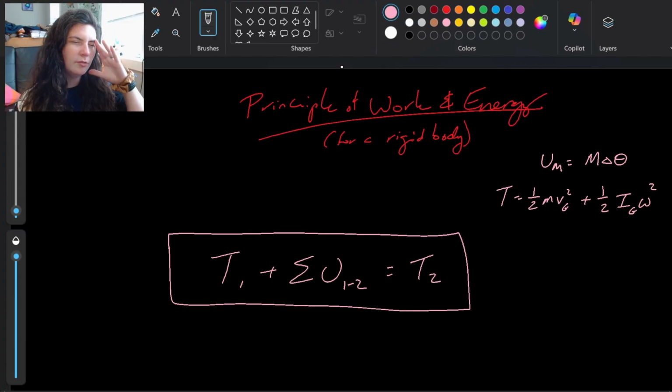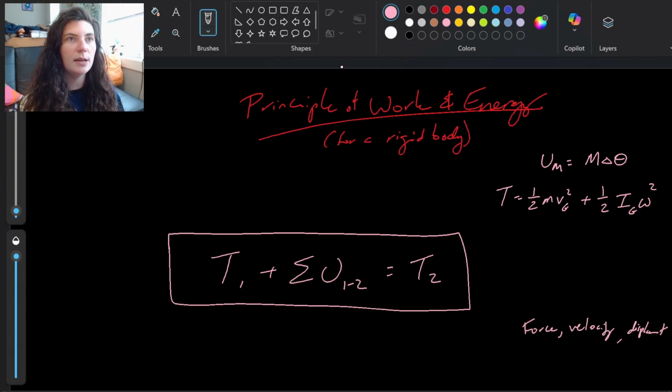If we recall from when we talked about our particle kinetics, we said that we typically use this when we're given forces, velocities, and displacements. So a lot of times you'll be finding a force, maybe you'll be finding an angular velocity, omega. Maybe you're finding a displacement that is in the theta direction, an angular displacement. So you could be finding any of these things, best used with our principle of work and energy.